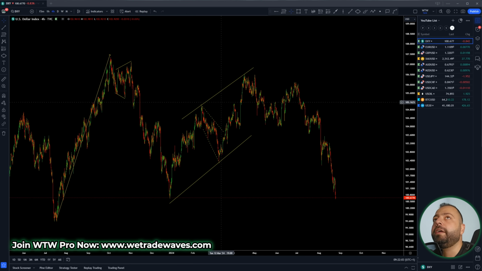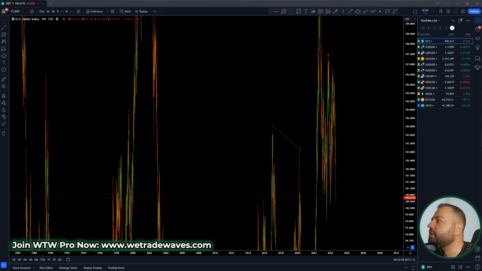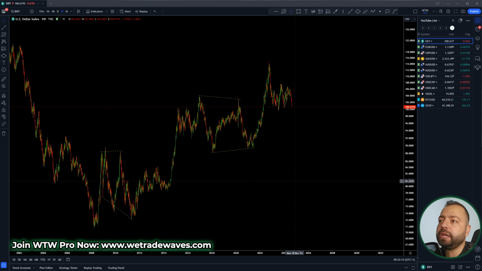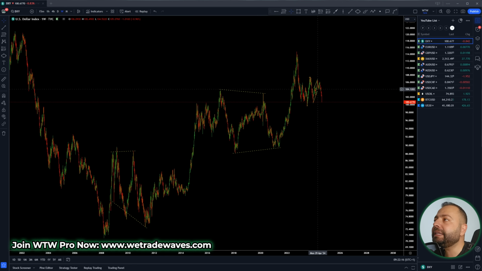Let's get started. For this one, this is the DXY, the dollar index. Before I explain these structures in detail, let me go to the weekly chart just to show you where we are in the bigger picture, what the market is doing, and what it might be doing after this drop.